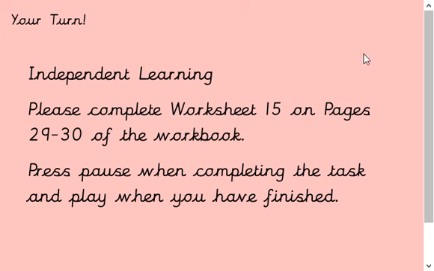Now we come to independent learning. It is your turn now. We're going to look at pages 29 to 30 of the workbook today, and you're going to complete worksheet 15. What I would suggest you do is, when you're completing the task, press pause and then play it when you're finished. Press pause now.